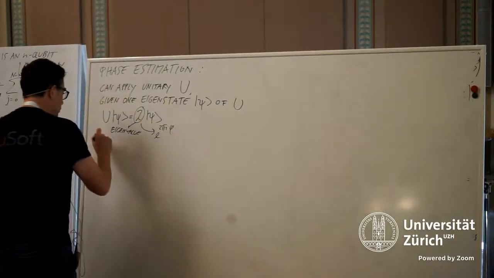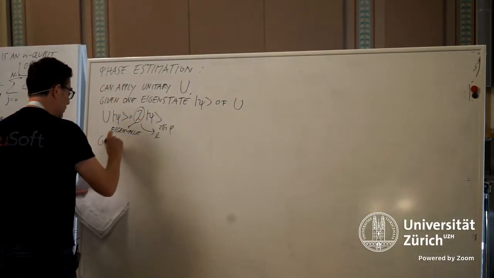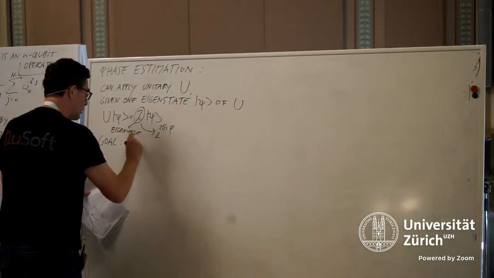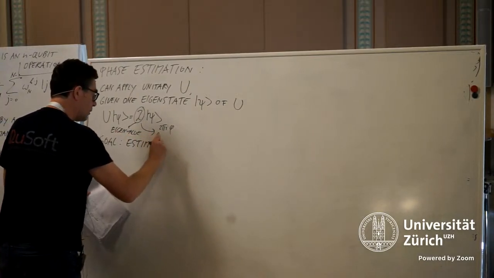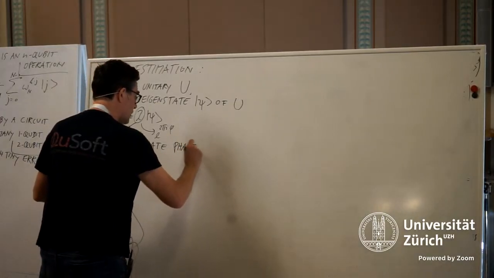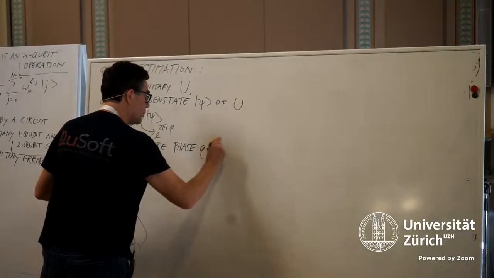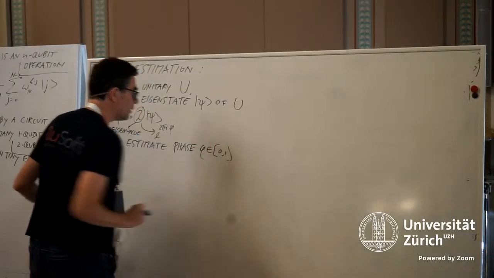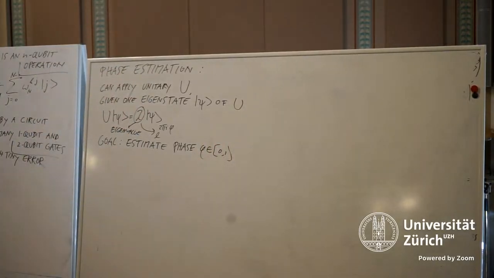So the goal of phase estimation is to estimate this phase phi, which is some number between 0 and 1. So this is phase estimation. It may look like a weird and abstract and useless problem, but I'm telling you it's very useful, and I will show you how to solve it efficiently using the quantum Fourier transform. So let me draw a circuit for phase estimation.